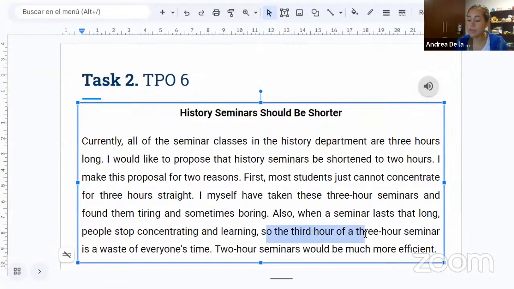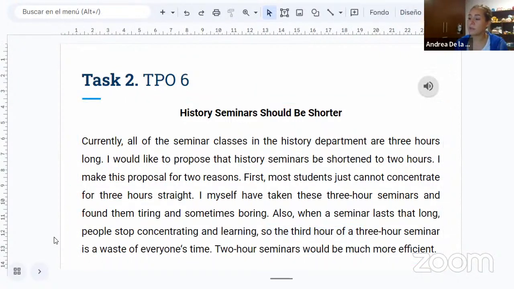In the second one, you can say, in addition, she believes that students actually don't stop concentrating after the 2 hours. They concentrate during the 3 hours, right? It is not a waste of time. So you say the opposite. And then you explain, right? You explain what was said in the conversation. So that would be my suggestion.